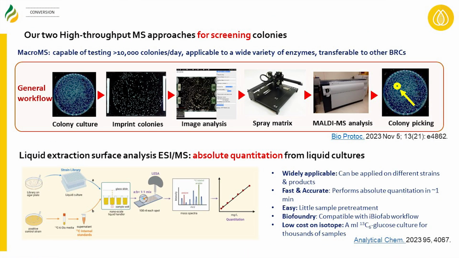And the second one: the first approach is fast, but it gives up some quantitation if you need that. There's this liquid extraction surface analysis. I apologize for all the acronyms. This can provide absolute quantitation if you need that. It works with volatile samples, but it's a little bit slower.